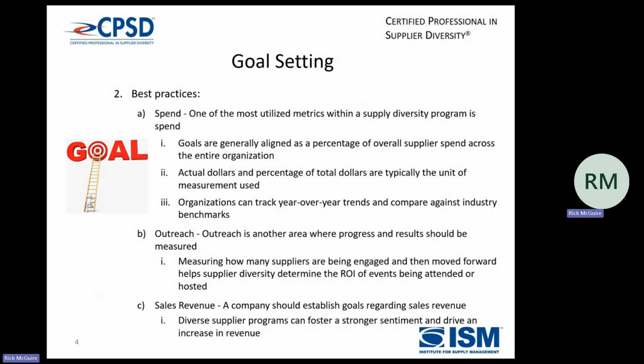Outreach is another area where progress and results should be measured. How many suppliers are being engaged and then move forward. This helps supplier diversity determine the ROI of events being attended or hosted.